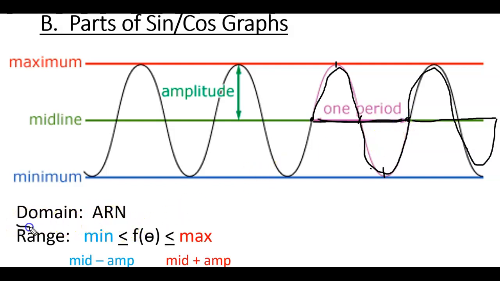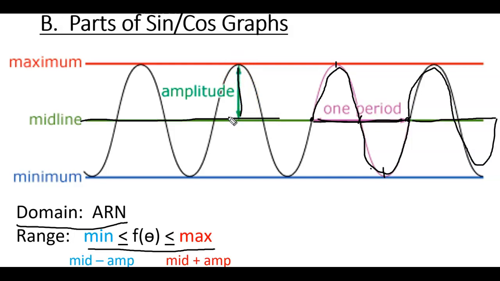Now, the domain, as we said, is all real numbers. It goes on forever to the left and right. It never stops because there's no limitation on what you're allowed to plug in for the angle. But the range is always going to be stuck between the minimum and the maximum. How do you find the minimum and the maximum? Well, you're going to know what your midline is first, and you're also going to know what your amplitude is.